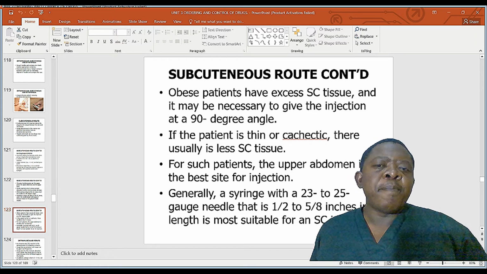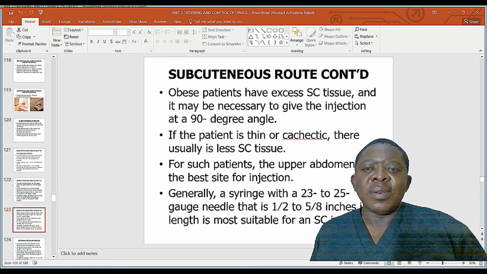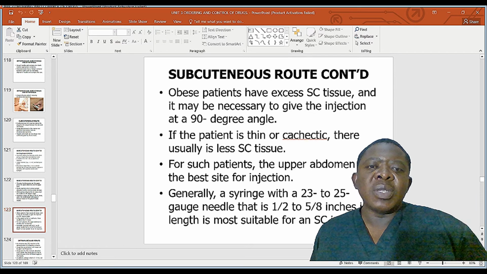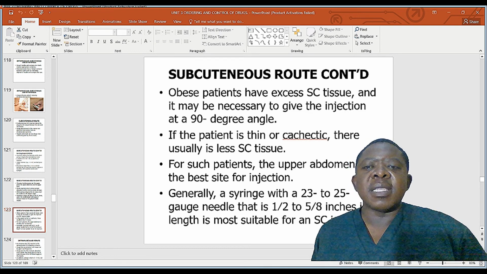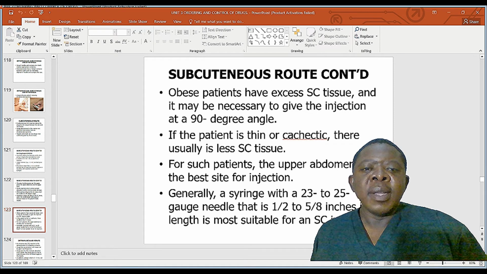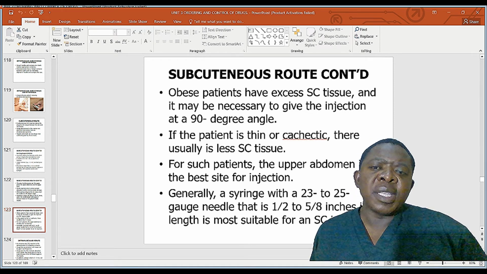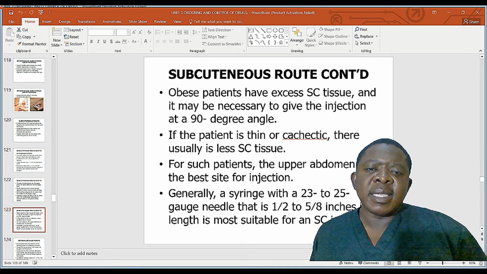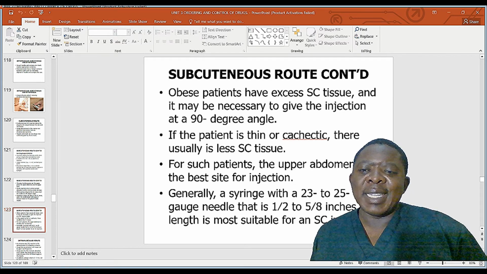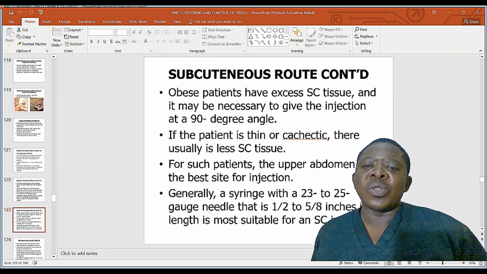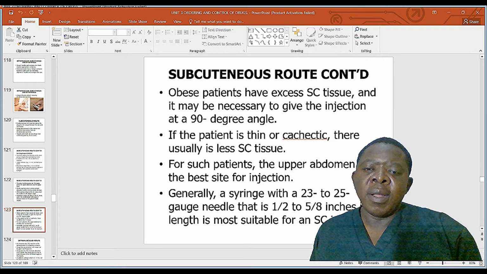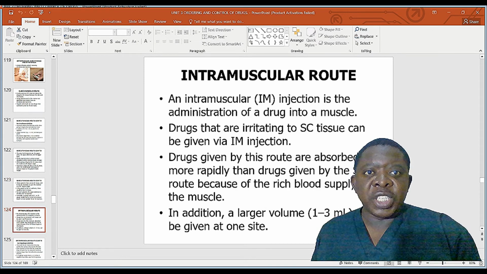If the patient is thin or cachexic, then usually they have less subcutaneous tissue. For such patients, the upper abdomen is the best site for injection. Generally, a syringe with a 23 to 25 gauge needle that is half to 5/8 inch in length is most suitable for the subcut or subcutaneous injection.